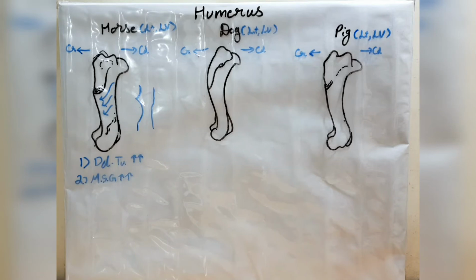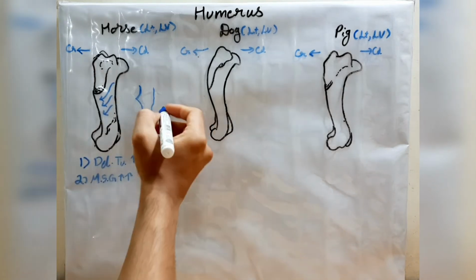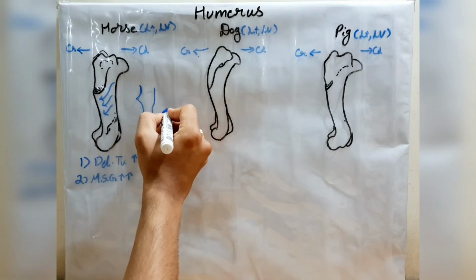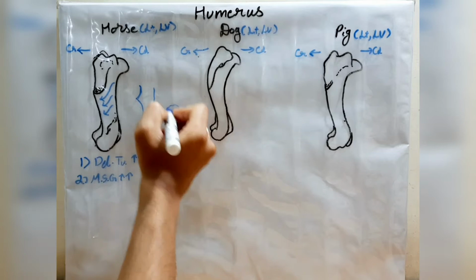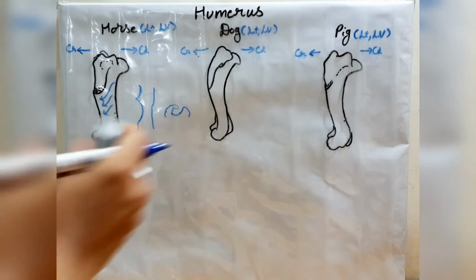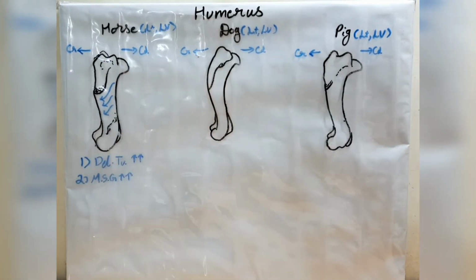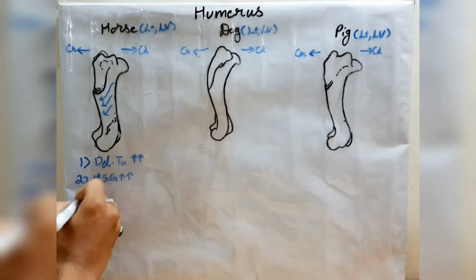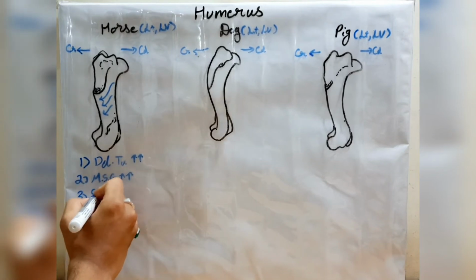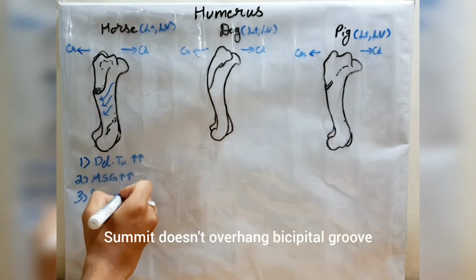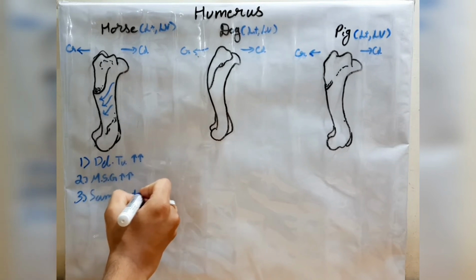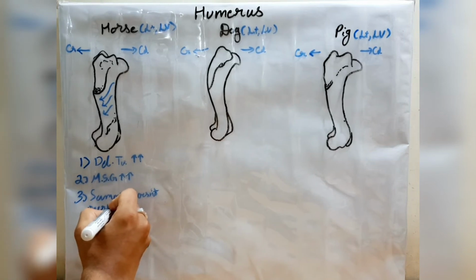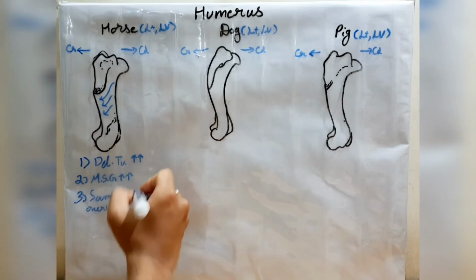So in case of humerus of ox, what we have studied, that in case of ox, this is the bicipital groove, the medial tuberosity, the summit of the lateral tuberosity is going to overhang like this, right? But in case of horse, that is not the case. So summit doesn't overhang over the bicipital groove.